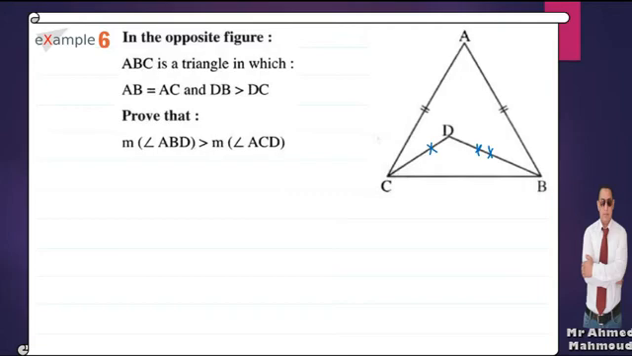Big side, small side. Okay. Prove that angle ABD is greater than angle ACD. In the lower triangle, we have a big side and a small side. Then we have a big angle and a small angle. Again, we have the big side opposite to the big angle, and the small side opposite to the small angle.